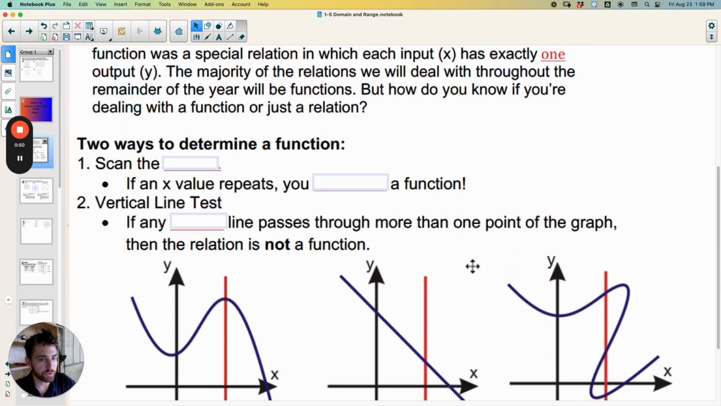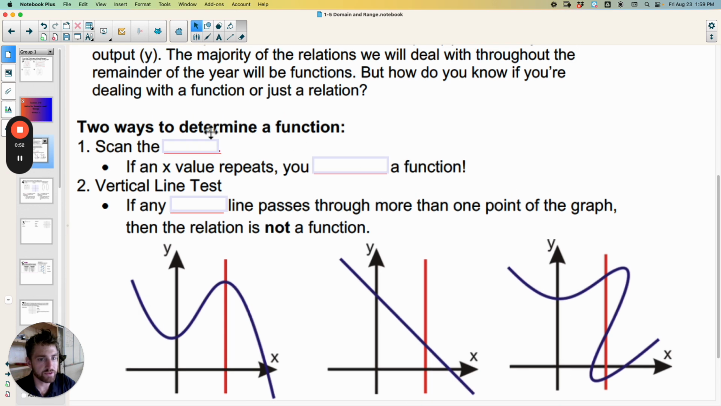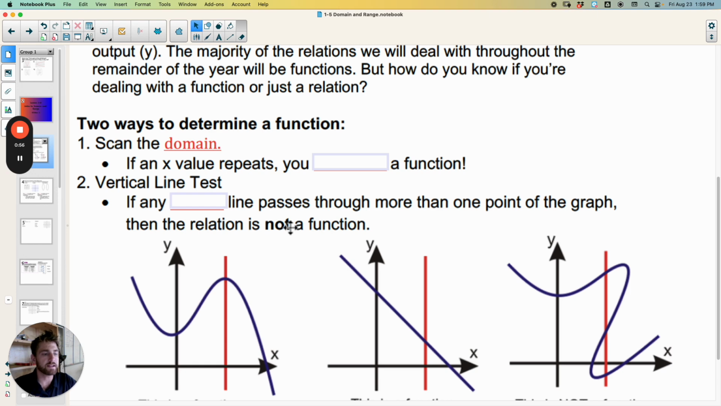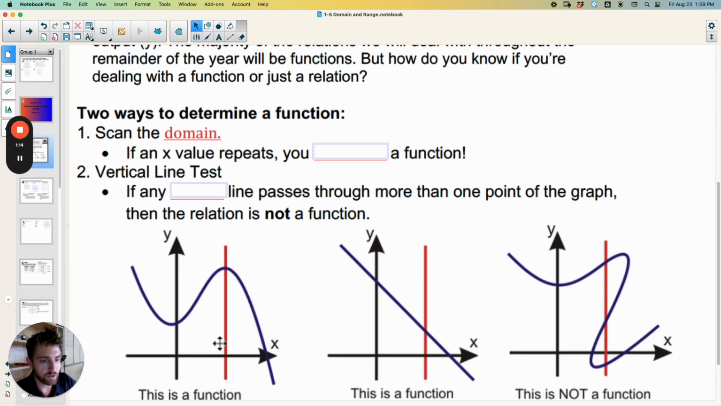So I'm going to scroll down here for y'all to fill this into your notes. Scan the domain. So scan it from left to right. If you remember, kind of like those scanners, or if you ever go to the self-checkout, that's kind of what I think about there. You've got like a red line or a red laser in there that scans the domain of like the barcode there, and that's kind of what's going on here.